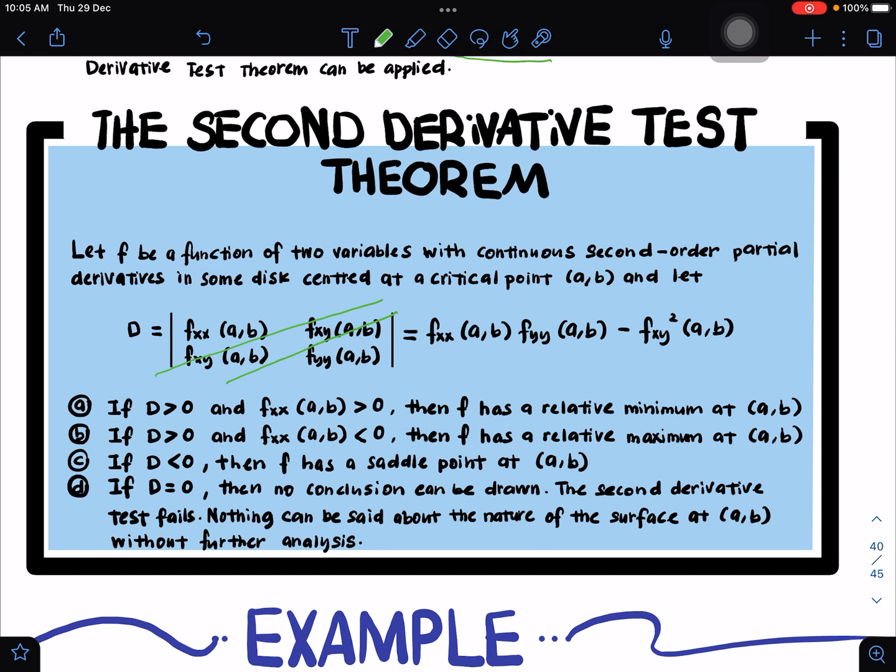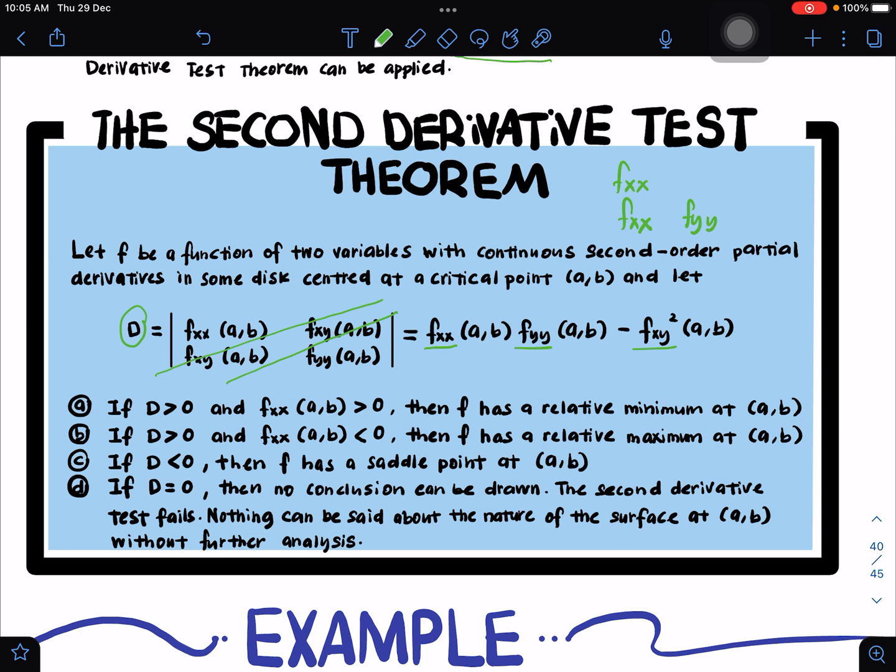You need to find the value of D, di mana D adalah fxx darab dengan fyy tolak dengan fxy kuasa 2. So apa dia fxx? Fxx adalah derivatif kali kedua with respect to x. Kali pertama kita dah cari with respect to x, and then kita differentiate lagi sekali with respect to x. So dapat fxx. Apa dia fyy? Fyy adalah kali pertama differentiate with respect to y, and then kali kedua kita differentiate lagi sekali with respect to y.